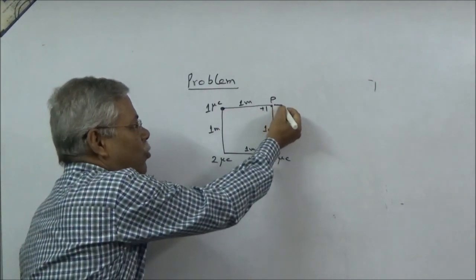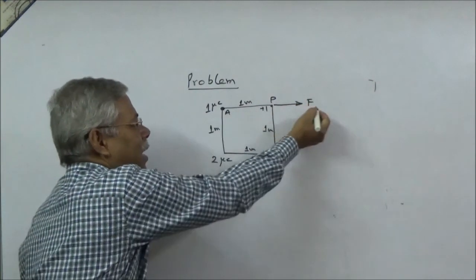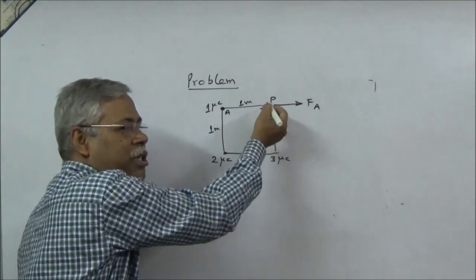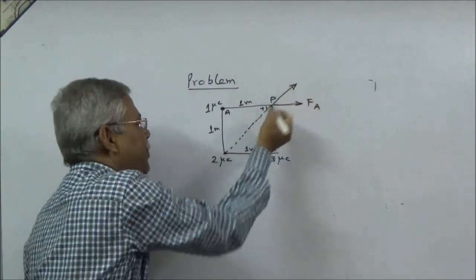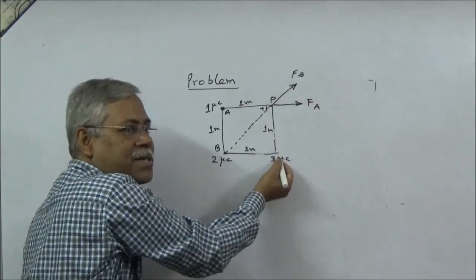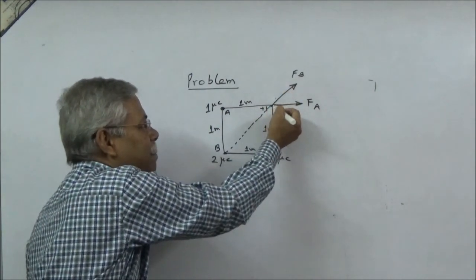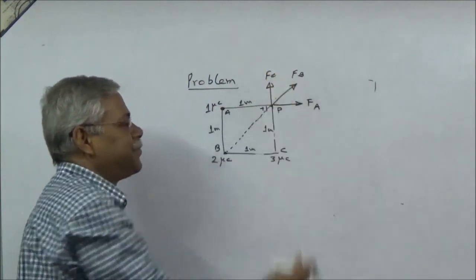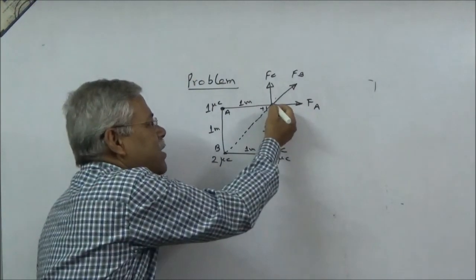This 1 microcoulomb will repel. This is FA. This is 2 microcoulomb, positive, and this is also positive, so it will also repel. This is point B, this is FB. Then this is positive, this is also positive, so this will also repel. This point is C, this is FC. You have to find the intensity at the point P.